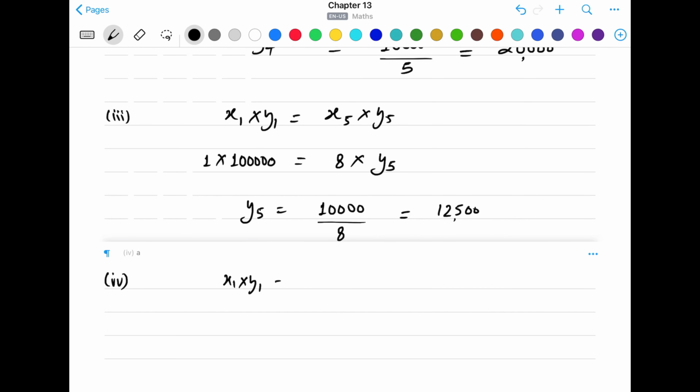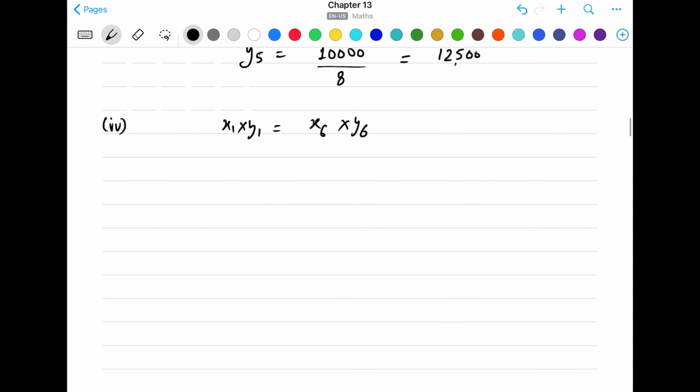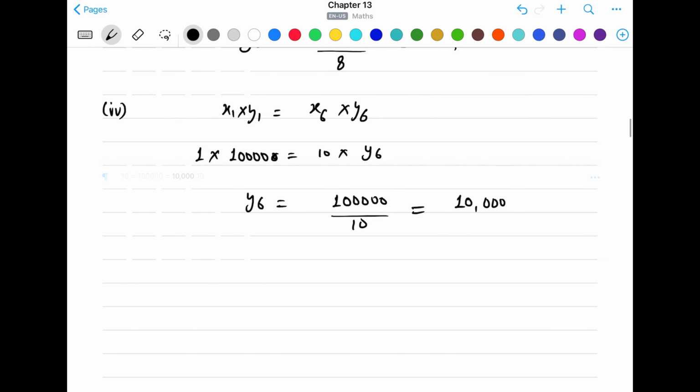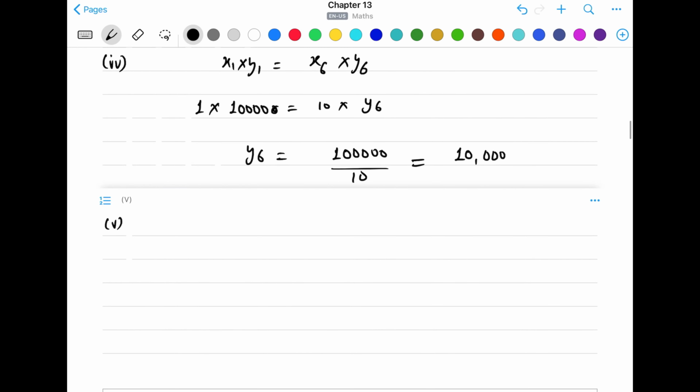Now we have x1 multiplied by y1 equals x5 multiplied by y5. Okay, not 5, it will be x6 and y6. So x1 here is again 1 and y1 is 1 lakh, equals x6 is 10. y6 we have to calculate from here. y6 equals 1 into 1 lakh, which gives us again 1 lakh, and 10 will come in the division. The 0s will cancel, so what we get is 10,000. Now let's see the next one, part 5.